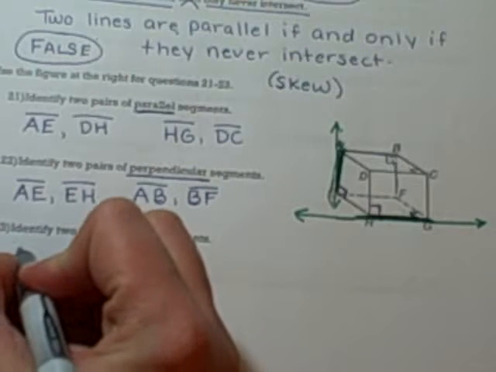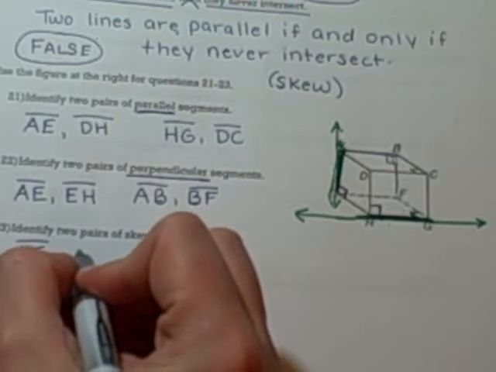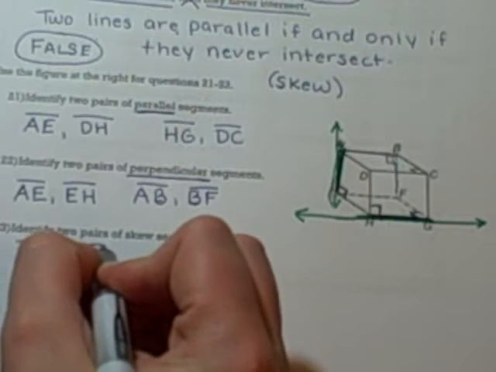You've got this one here, you've got this one behind it, and so those two segments are never going to cross. Now, of course, I've colored all over my picture and can't read the letters, but it looks like AE could be skew with GH. So again, segments that are going in different directions but aren't going to intersect.